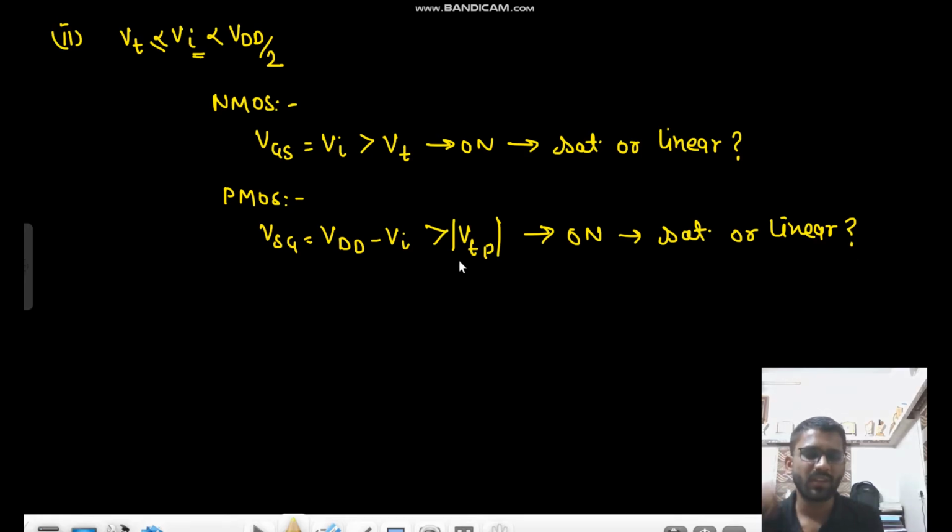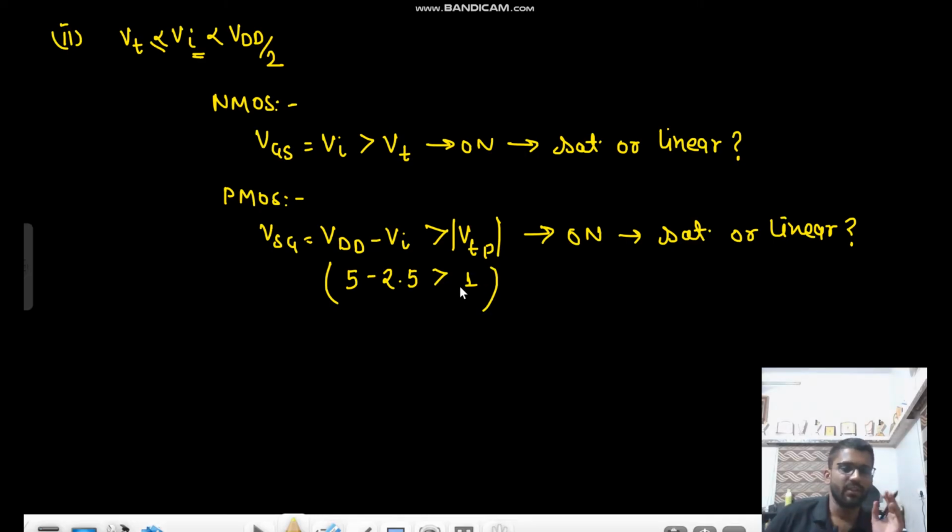Right? Now both are on. And how I can write it is 5 minus 2.5 is always greater than 1 volt. I hope you will understand it. The maximum value is 2.5, so it will certainly be on, right? So now the question is both saturation or linear. One thing I have told you is that whenever a device turns on, it will drive a very low current. It won't take a very large current all of a sudden.